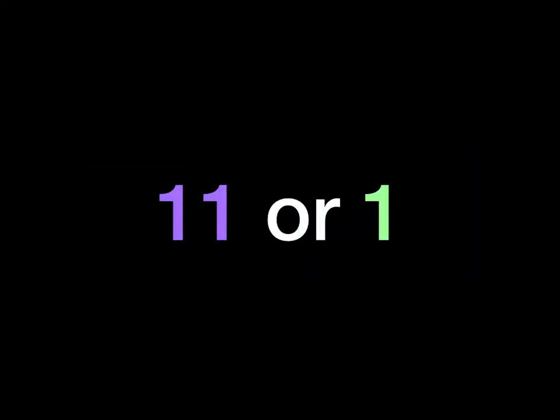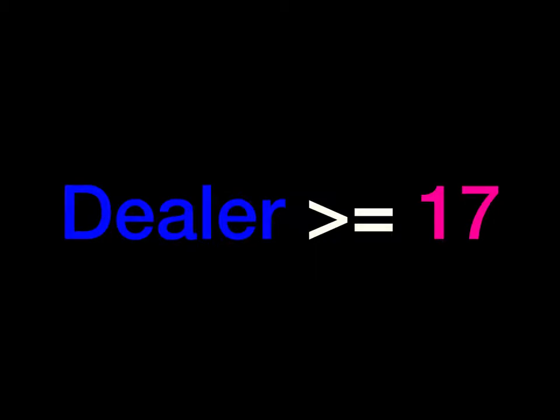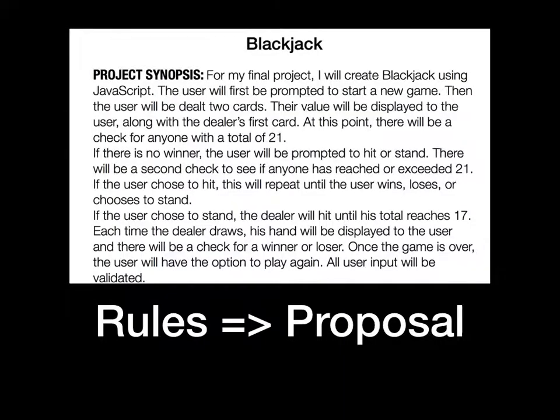All face cards have an equal value of 10. Aces are counted as 11, but if a player is about to go bust, their value is dropped to 1. The dealer can draw until his total reaches or exceeds 17. With these basic rules figured out, I created my project proposal by putting them all together.